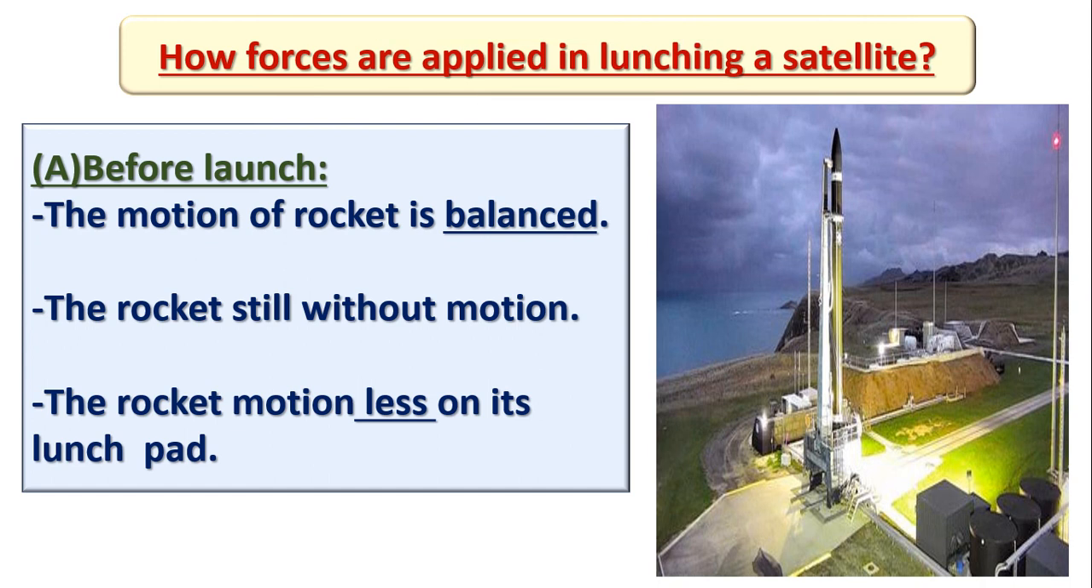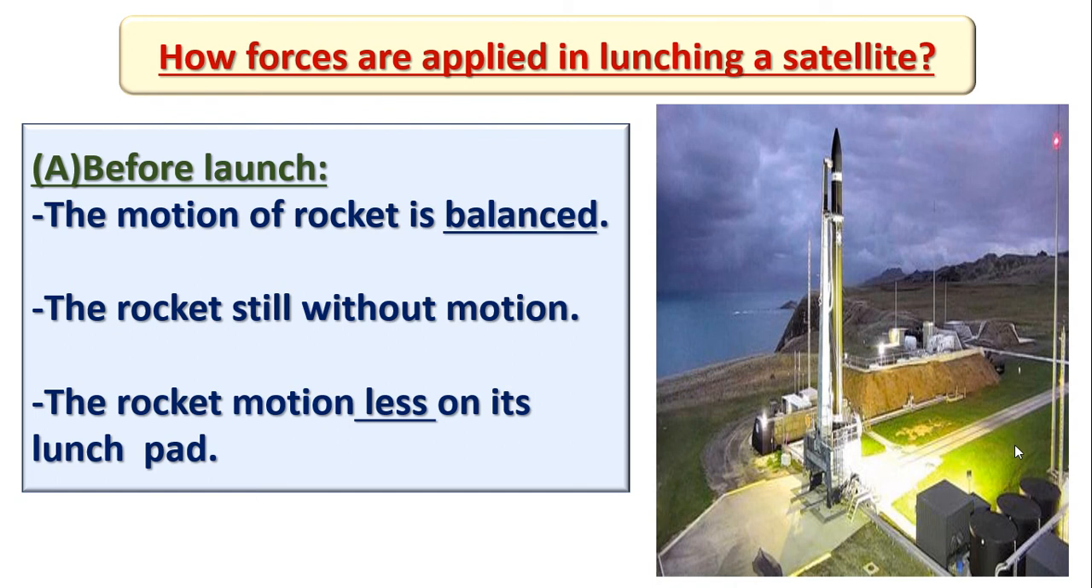Okay, guys, do you know the satellite? How can they launch the satellite into space? They launch the satellite on a rocket to go to space. Before launching, the rocket is on the launch pad here. Launch pad means the place of launching the rocket. The place of launching the rocket is called the launch pad.